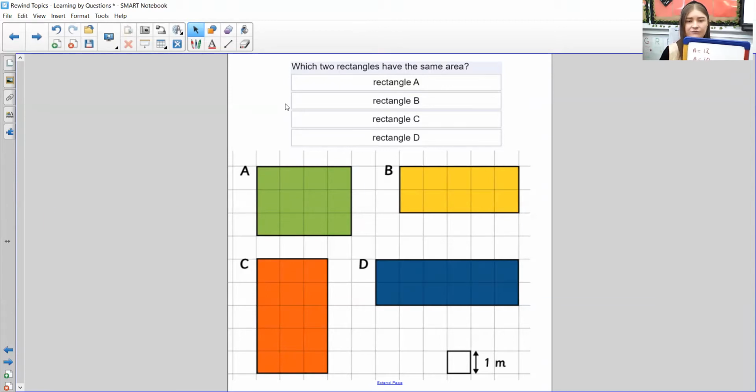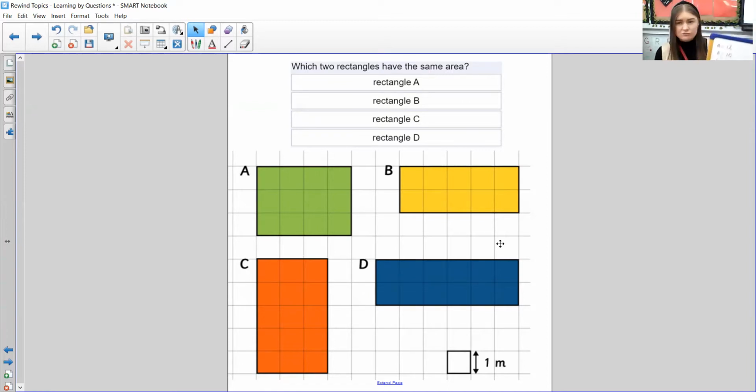I could see that I've got 3. How many times have I got that row of 3? How many times have I got this 3? I've got 1, 2, 3, 4. 5 lots of that 3. So 5 lots of 3 is 15. And then again for this one, for D, I counted in 2s, 2, 4, 6, 8, 10, 12. So now I've got them all written out. I can see that A and D have the same area.